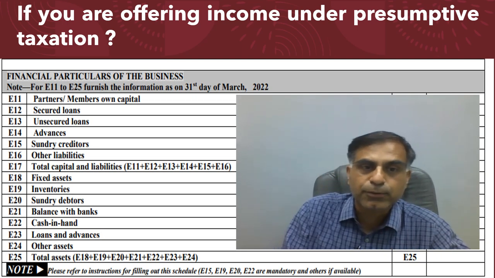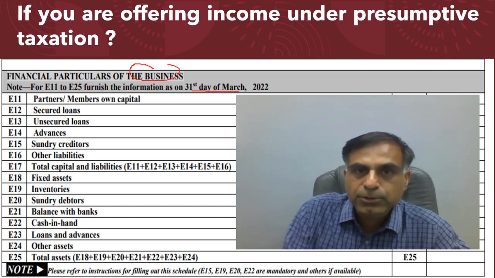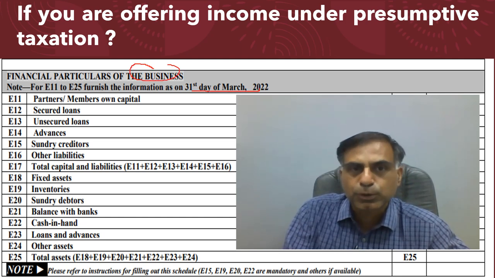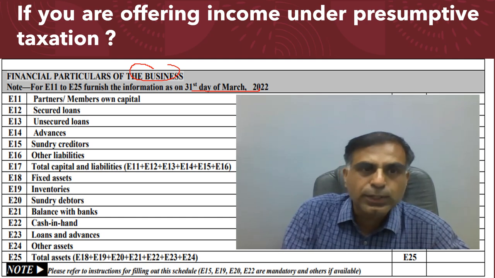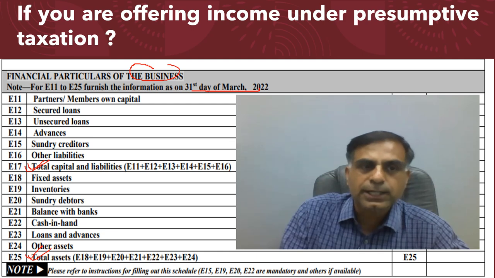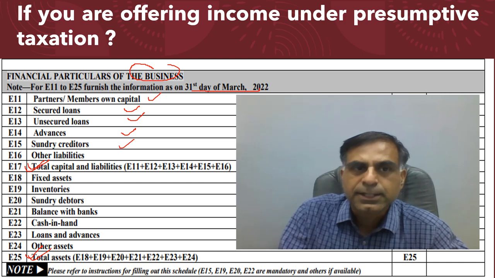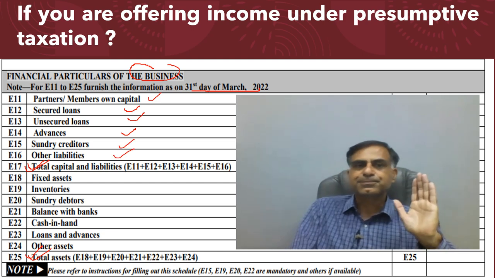Please read it very carefully. Financial particulars of the business. And which date? As on 31st of March. What you are supposed to report? You are supposed to report two things: total capital and liabilities, and total assets. In capital and liabilities, you are supposed to report what is your capital, secured loan, unsecured loan, advances, sundry creditors and other liabilities.